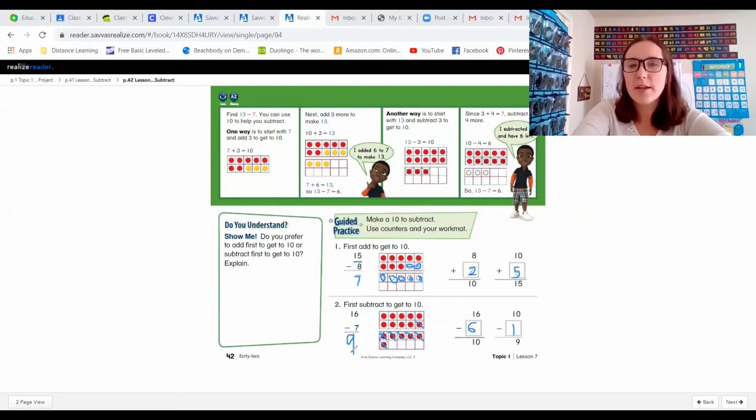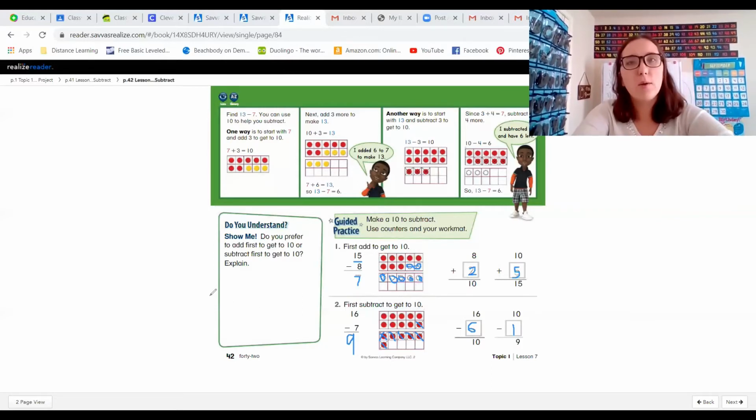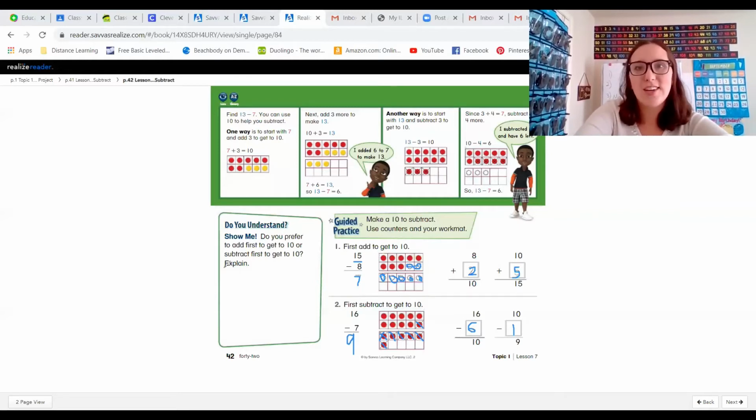I know sometimes I find addition a lot easier, but you guys can do it either way as long as you know how to do it both ways, okay? So we're not going to actually answer the do you understand problem just because you were thinking about it in your head, thinking about which way you might want to do it when you do the problems by yourself, okay? Let's go watch another video.